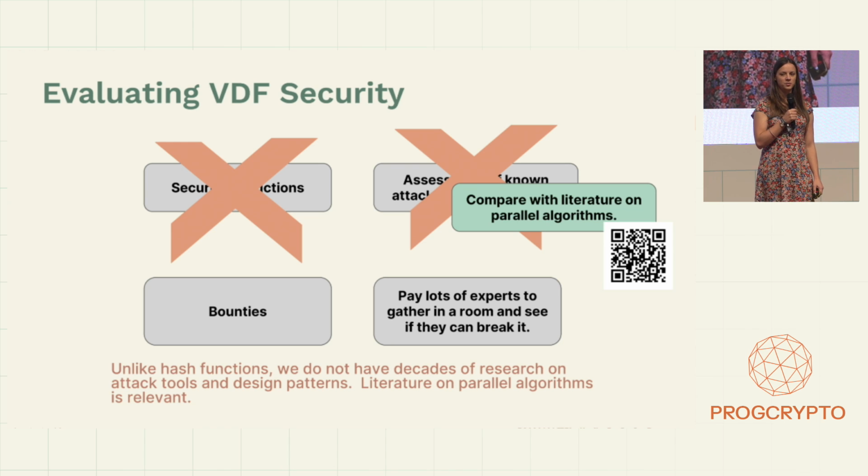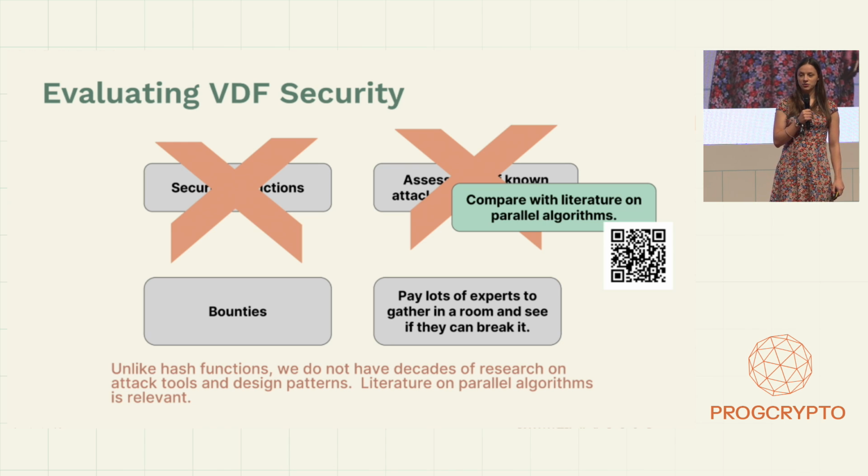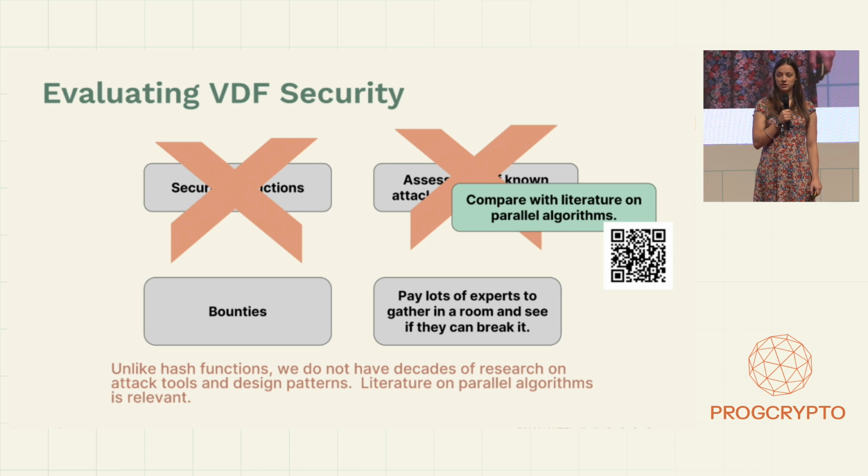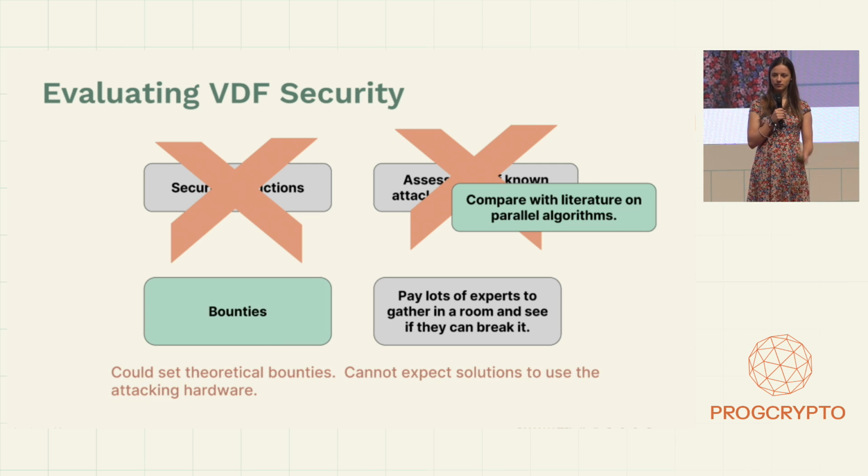Assessment of attacks on known objects. I would say that unlike hash functions, we do not have decades of research on attack tools and design patterns for attacking timing assumptions. There is some literature on parallel algorithms, which is fairly relevant, but this is more constructive than trying to attack things. Bounties are certainly a very good idea. A caveat I will say here is that we can't really expect solutions to use the attacking hardware because the attacking hardware could be fairly expensive. So assessing whether the solution is a solution or not would need to be done by hand.